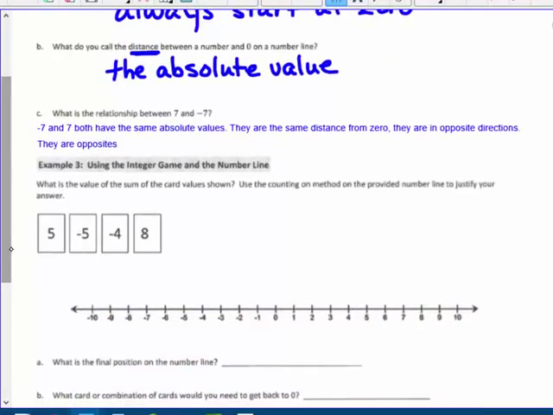What is the relationship between 7 and -7? So you may need to pause the video here because I'm not writing this. It's already written here, but you need to fill this in. -7 and 7 both have the same absolute values. They are the same distance from 0. They are in opposite directions. They are what are called opposites.